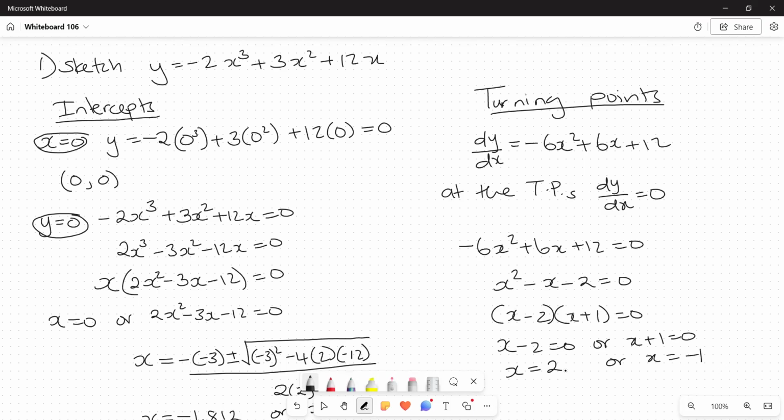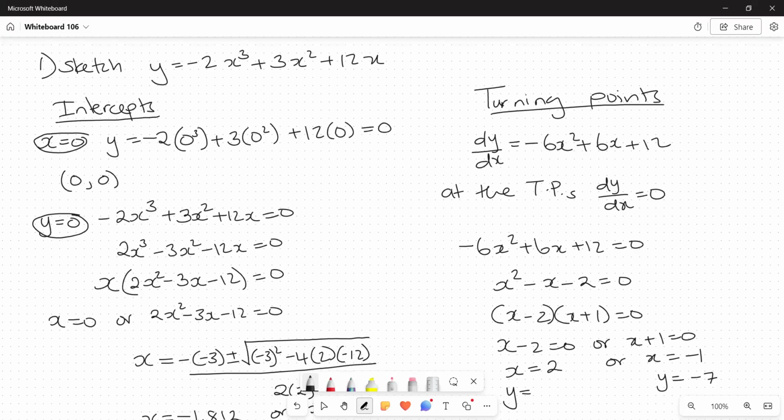Okay, now for each of these turning points, we need to work out the corresponding y value. So how do we work that out? We take, for example, x is equal to 2, we substitute it there. We take x is equal to minus 1, we substitute it there, and then we will get the corresponding y value. Okay, so if x is minus 1, then y is equal to minus 7.